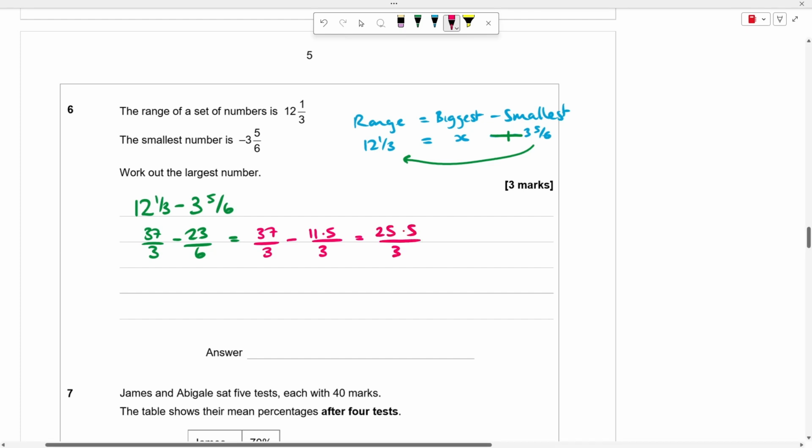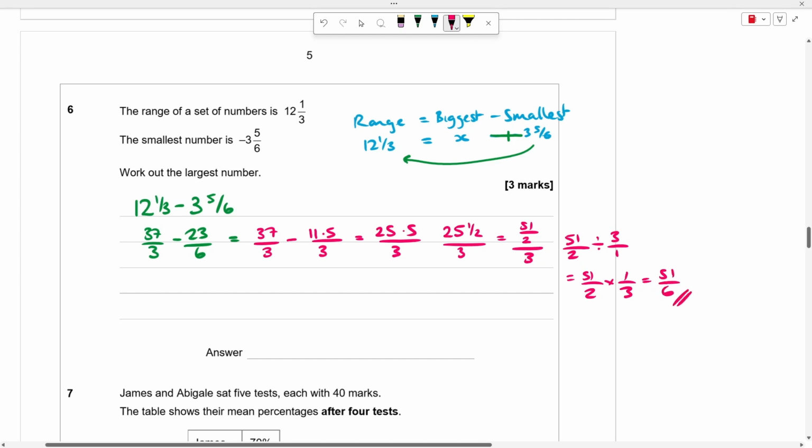Now from this, we don't want to leave it as a fraction with a decimal in it. So again, if you want to work with this, that's entirely up to you. Personally, I wouldn't, but if you did do it this way, we'll need to write this as 25.5 divided by 3, which is 51 over 2 divided by 3, which then gives me 51 over 2 multiplied by 1 over 3, which is 51 over 6.